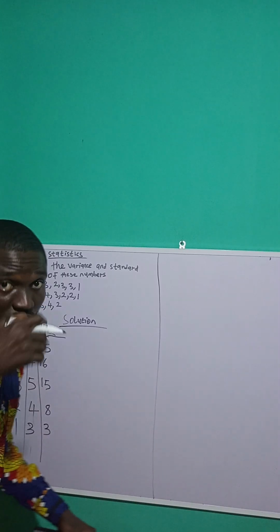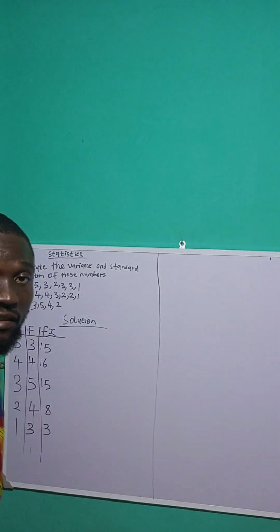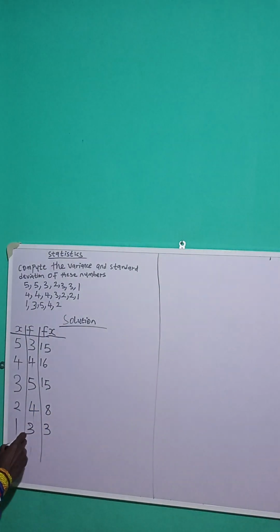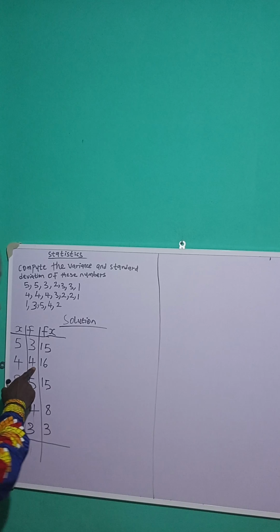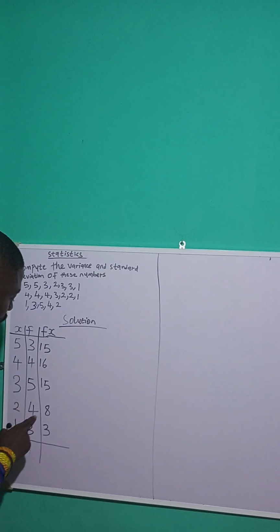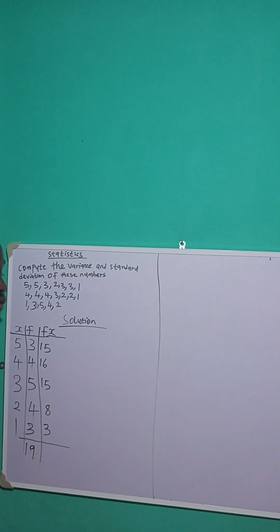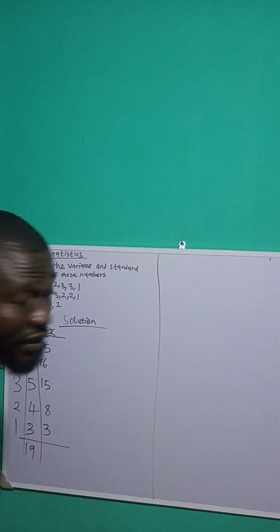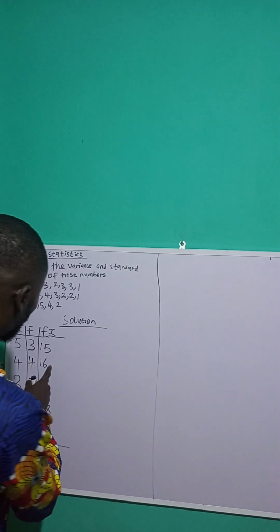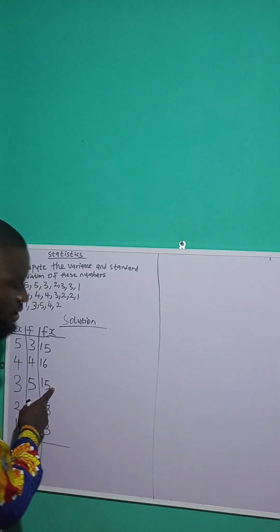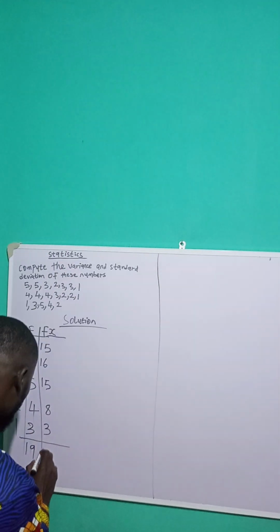So what we are going to do again is sum up everything here to get the total. So 3 plus 4 is 7. 7 plus 5 is 12. 12 plus 4 is 16. 16 plus 3 is 19. So we have 19 as our total frequency. Then we add up everything here as well. 15 plus 16 is 31. 31 plus 15 is 46. 46 plus 8 is 54. 54 plus 3 is 57. So here is 57.